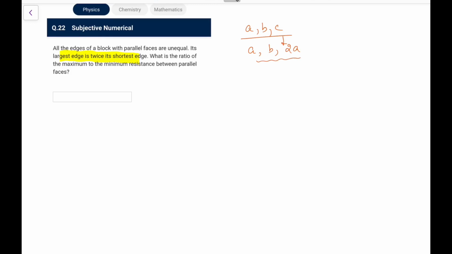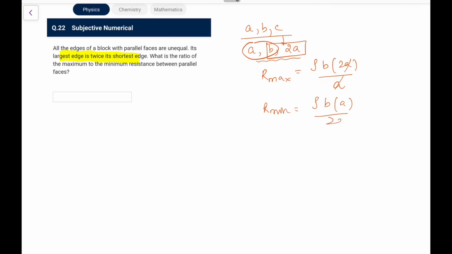So first of all, the maximum area will be this. The maximum resistance would be when we use this area. So rho B into 2A upon A, so this is 2 rho B by A. And the minimum area will be this, so the minimum will be rho B into A by 2A, that is rho B by 2. That was 2 rho B by A. So you can make out the ratio between max to min is going to be 4:1. So this is the correct one.